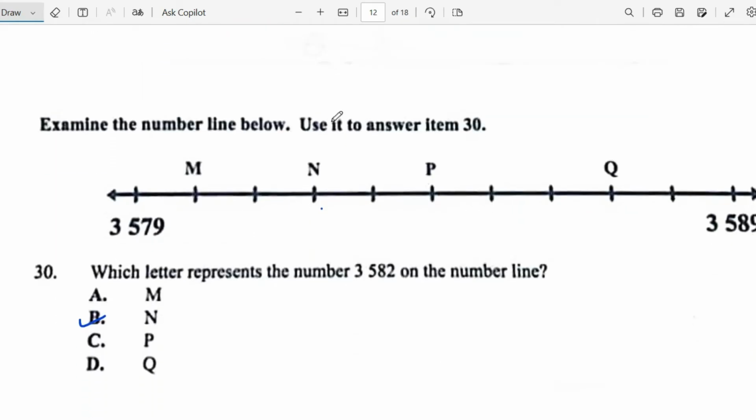Alright, examine the number line below. Use it to answer item 30. Which letter represents the number 3,582 on the number line? Let's count.